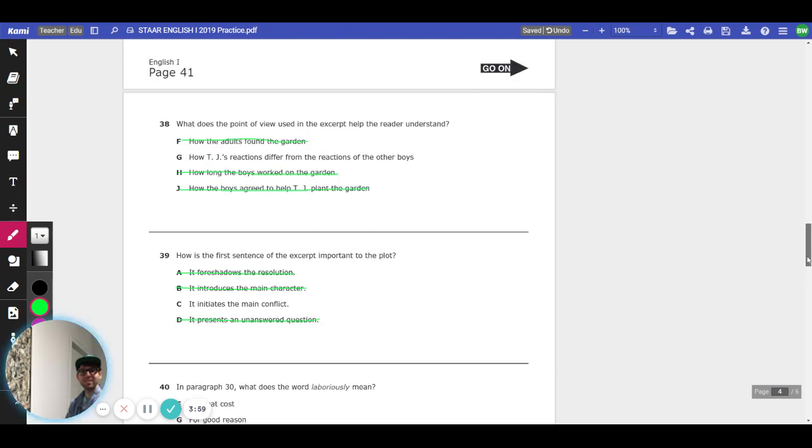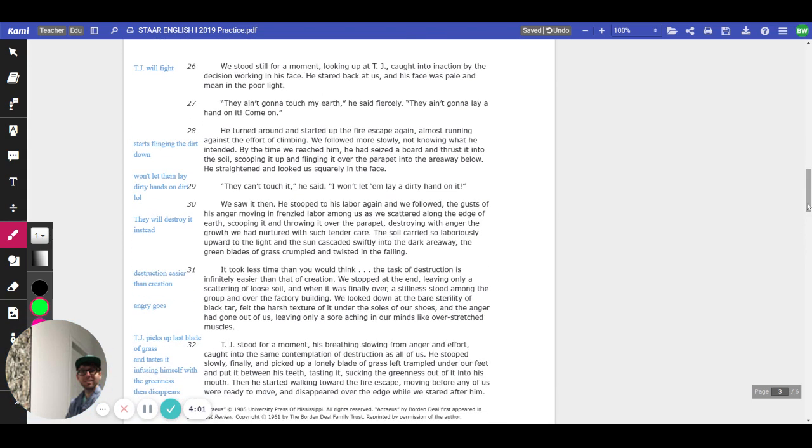In paragraph 30, what does the word laboriously mean? Well, we would go look at it to get context, where the soil carried so laboriously upward to the light and the sun cascaded swiftly into the dark areaway. This is when they're throwing that soil down. The green blades of grass crumpled and twisted in the falling.